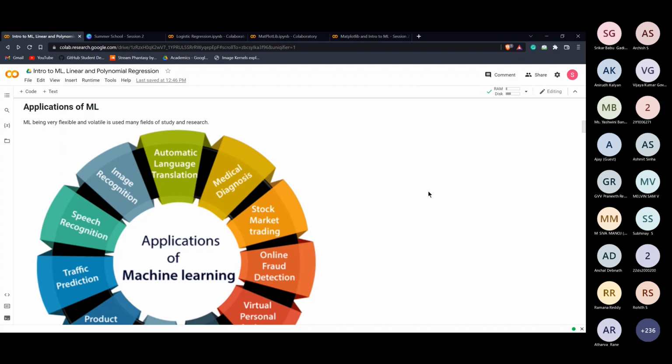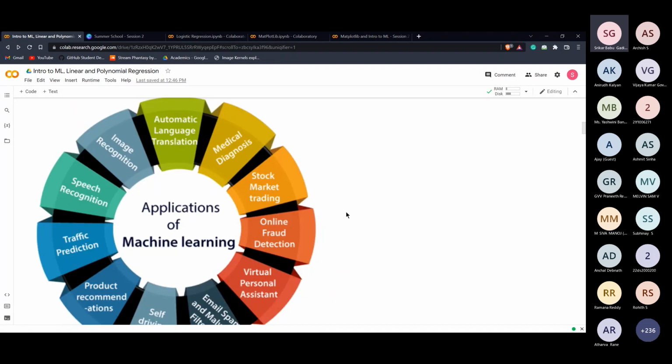Let's move on. Applications of machine learning. Machine learning is used in various fields of study and research. It is very flexible and volatile. So let's say recommendation systems on your Facebook and Instagram, speech recognition, Google and Siri, image recognition, satellite recognition, medical diagnosis, stock market trading, spam detection, fraud detection, self-driving cars. All of these use machine learning algorithms as their base.